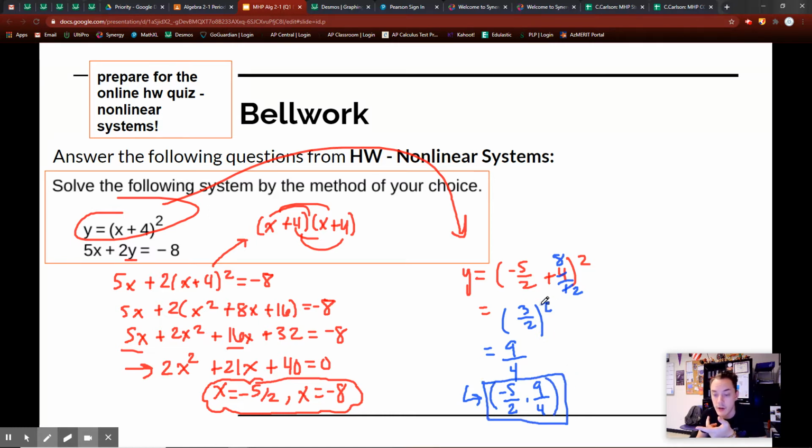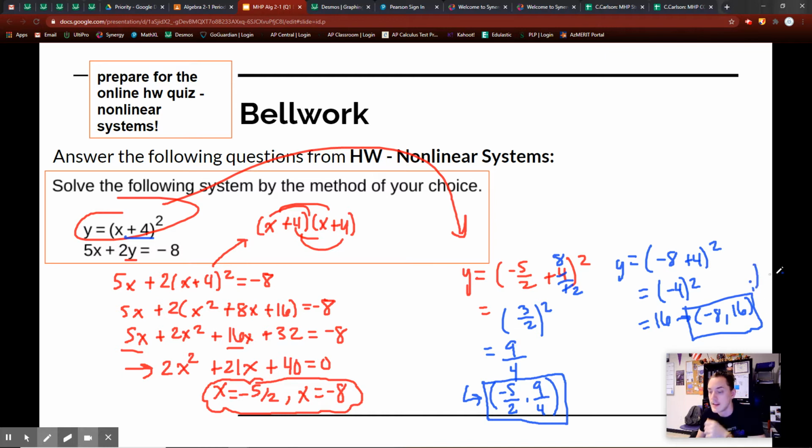That's one of my points. My other point is when I plug it in, my other x, I get negative 8, and then plus 4, and then squared. So this becomes negative 4 squared, which is just 16. So my other point is negative 8 and then comma 16. So this is my other point. Okay? So those 2 points.